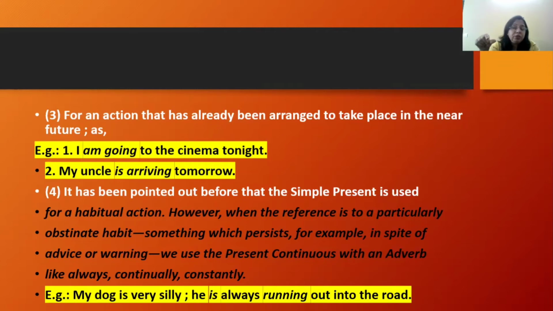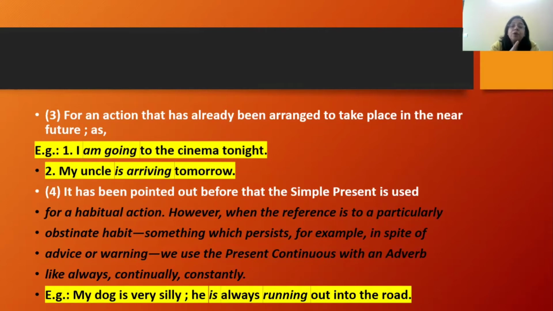Although it is used in present continuous tense, which is also called present progressive tense, it is denoting a future event. My uncle is arriving tomorrow. So my uncle has not yet arrived. He is arriving tomorrow. That means he is going to arrive tomorrow. So it is denoting a future event, but we can use present continuous tense.